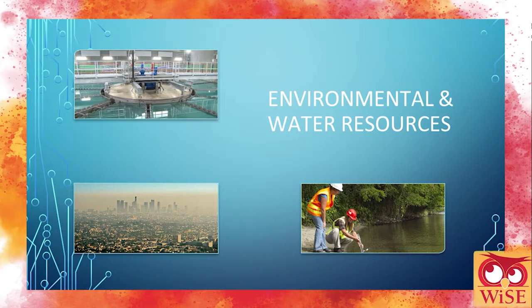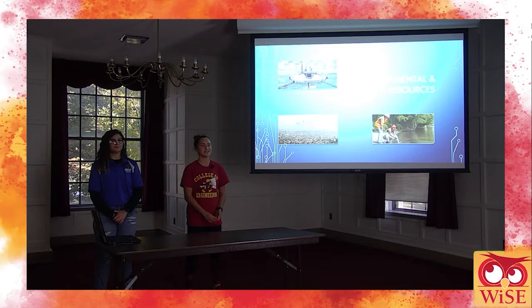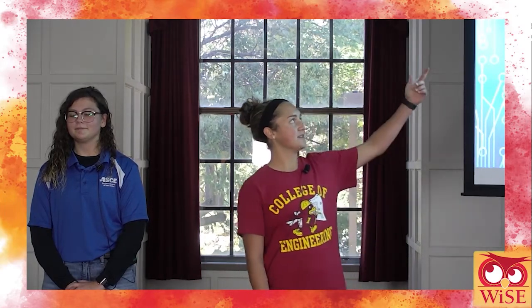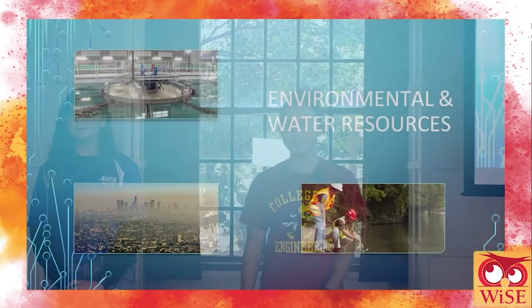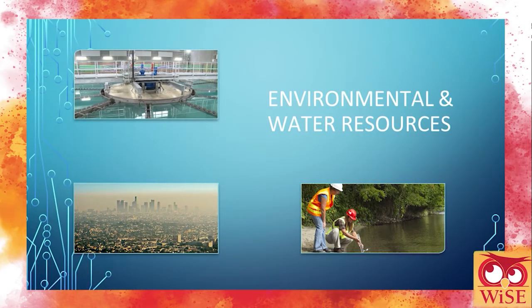Next, I'm going to talk about environmental and water resources, which is my all-time favorite topic because I am specifically emphasizing in environmental civil engineering. Just as a little introduction, I'm going to go through the pictures on this slide. On the top left, we have a clarifier, and this is found in drinking water treatment plants. And its primary function is to circulate the water and allow solids to settle to the bottom.